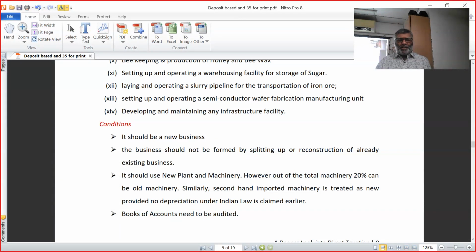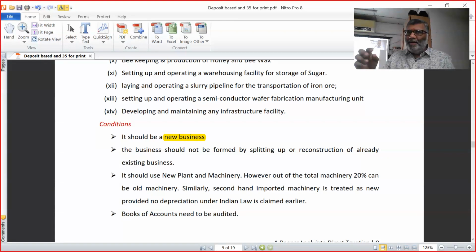What are all the conditions? Let me be clear. It should be a new business. From now on, in at least 10 different sections, I am going to tell you about new business. And what is the intention in all of them? What is new business? It should not be formed by splitting up of an existing business.